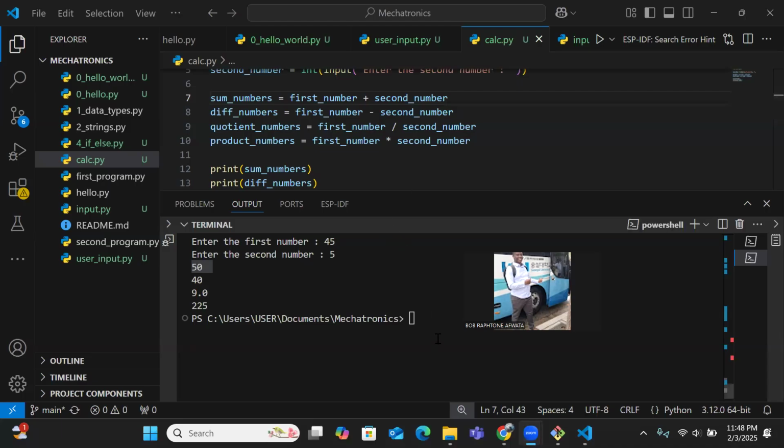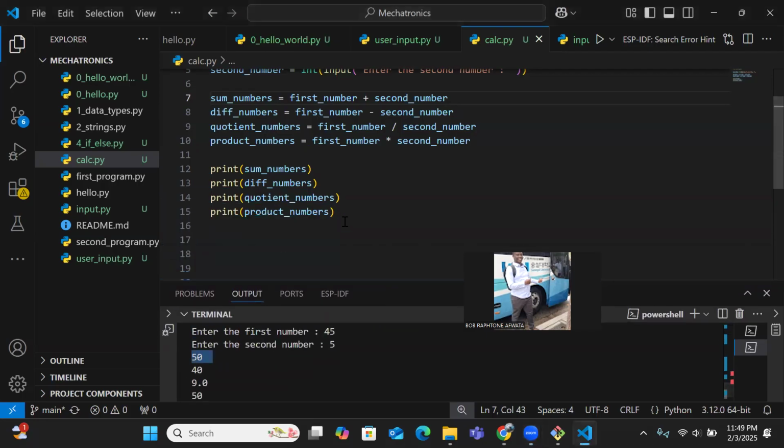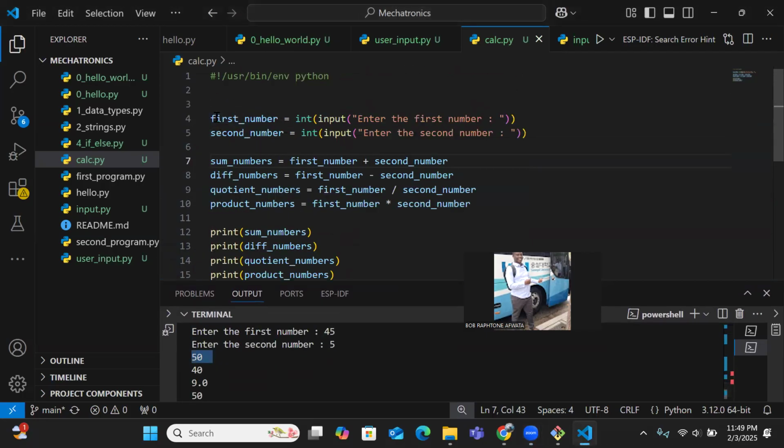Okay. So we just looked into what is called mathematical operations. The first thing we did was create a file called calc.py. So we are doing some calculation. We want to get the sum of a number, the difference of the number, the product, and all that.